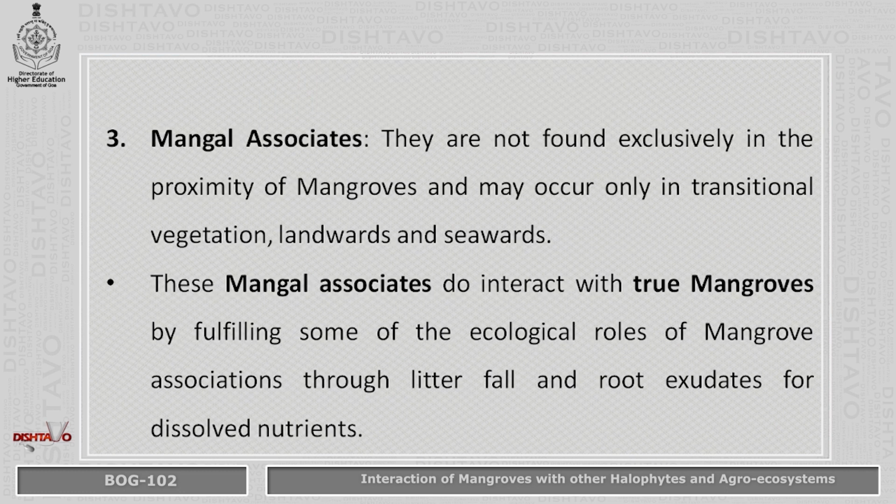They are not found exclusively in the proximity of mangroves and may occur only in transitional vegetation landwards and seaward. These mangal associates do interact with true mangroves by fulfilling some of the ecological roles of mangrove associations through litter fall and root exudates for dissolved nutrients.